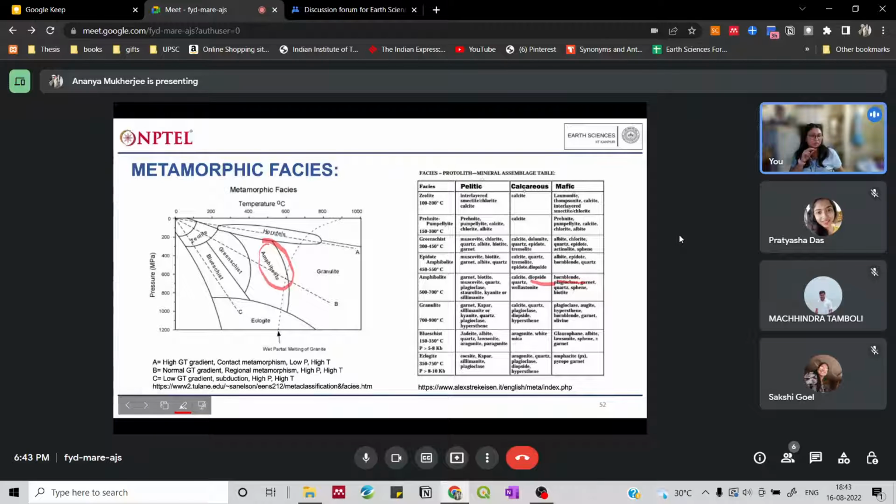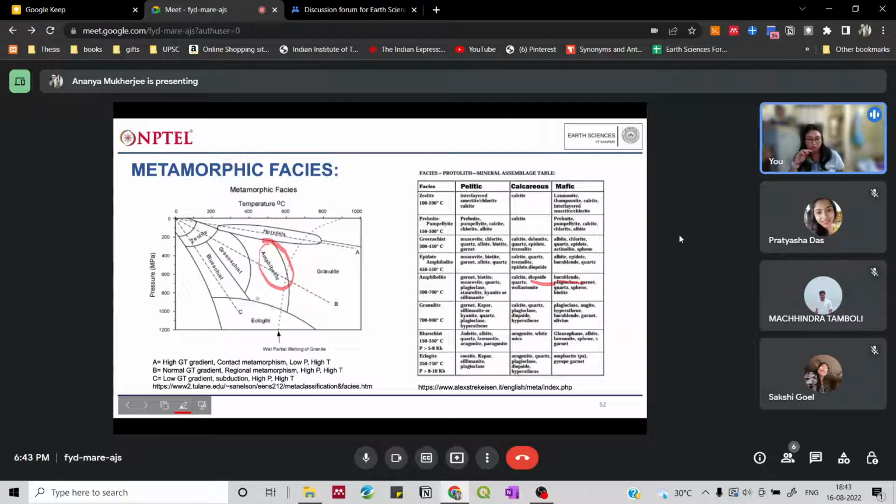The column headings of the three columns here are actually the parent rocks. Pelitic means you have sheet silicate structure minerals, the clay minerals. Calcareous means calcium rich minerals are in the parent rock, and mafic means you have plagioclase, pyroxene, and amphibole rich parent rock.